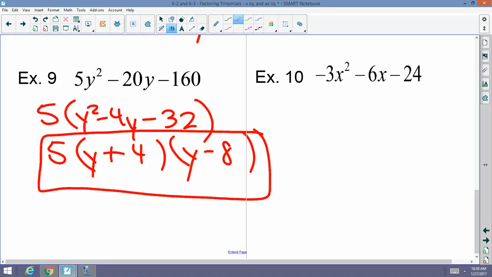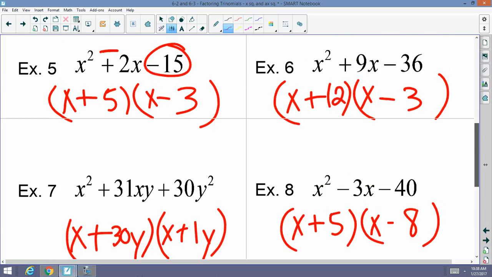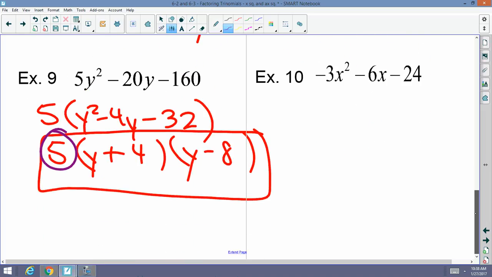Notice, the GCF skill will be with us forever. Now you may say, you didn't ask for the GCF for any of these up here because there was no GCF. You're right, there was no GCF. But here, there is a GCF.